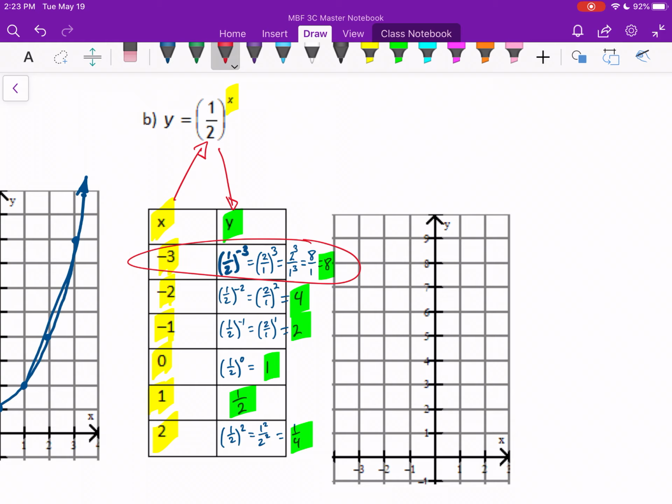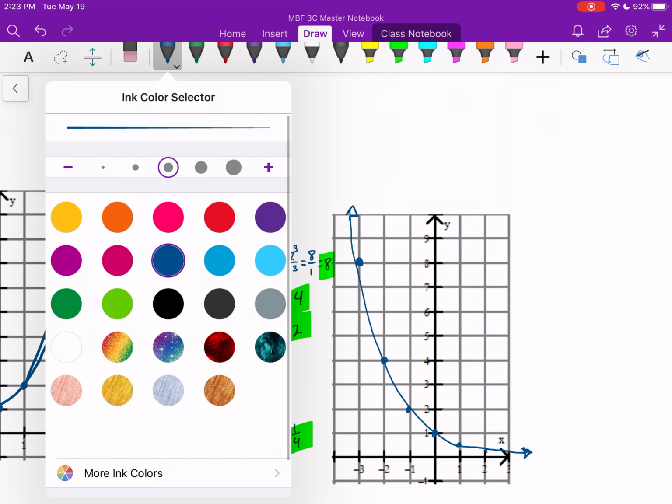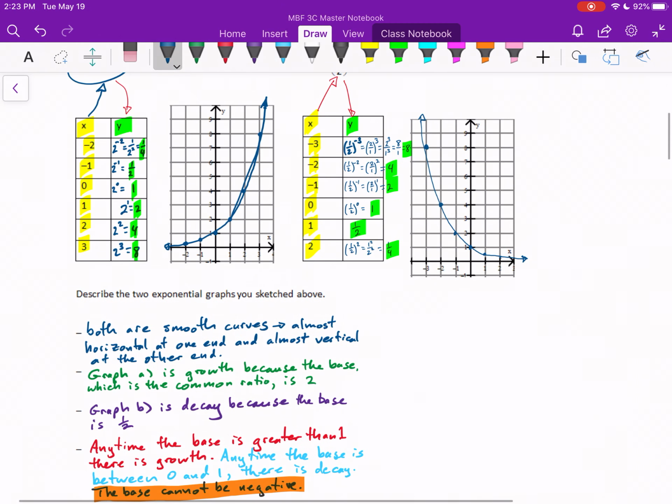I'm going to plot -3 and 8. Well, -3 and 8 is all the way over to the left and up at this point here. -2, 4 is here. -1, 2, 0, 1, 1, 1/2, and 2, 1/4. So let's see if I can draw any kind of smooth curve through this. It's not my worst work. So there's that one, okay? So there's what the graph looks like.